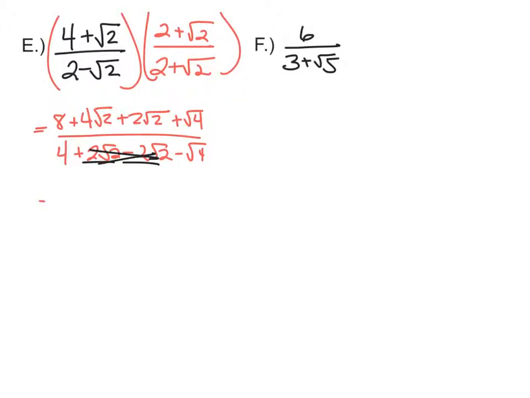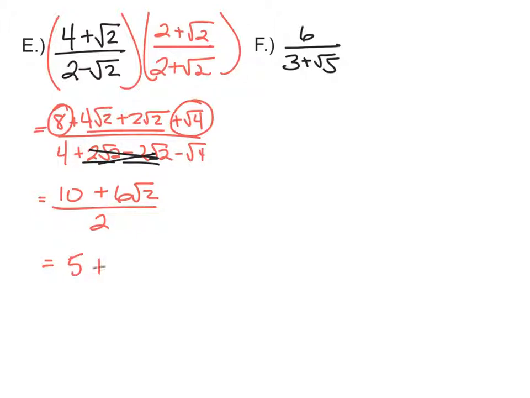Anyway, simplifying the numerator, we'll have 8 plus the square root of 4, which is 2. 8 plus 2 is 10. Next, with the two radicals, 4 root 2 plus 2 root 2 leaves us with 6 square root of 2's. In the denominator, all I'm left with is this 4 and minus the square root of 4. So 4 minus 2 is 2. Lastly, we have to divide each term by 2. 10 divided by 2 is 5, and 6 divided by 2 leaves us with 3 square root of 2.